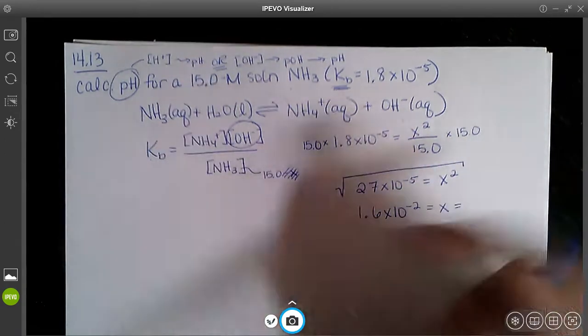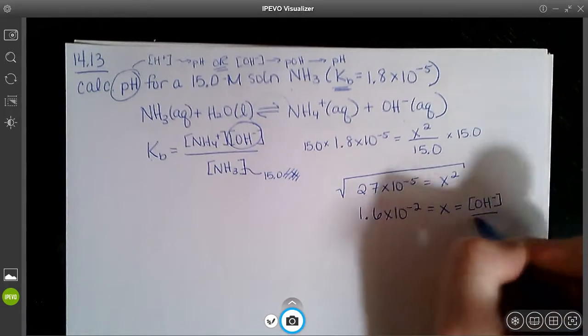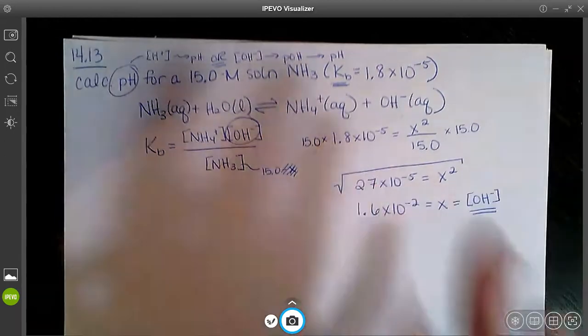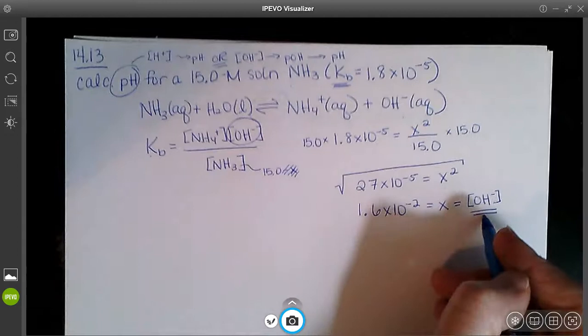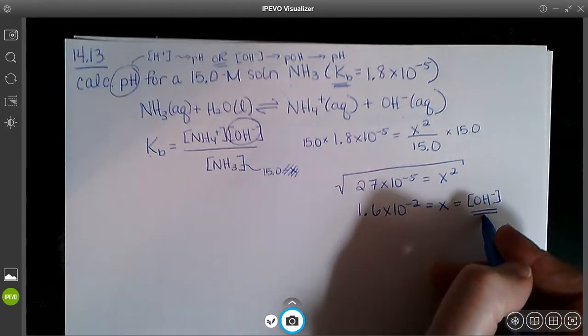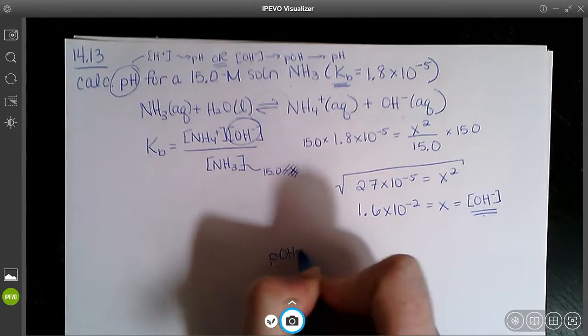One thing I didn't do as much before, I want to remind myself that this is the hydroxide concentration. When we were doing problems before, we were quickly like, oh, plug X into the negative log and that'll give you the pH. But now, because it's a base, we have to do an extra step. So you want to be super careful that you remember that this is the OH concentration, not the H concentration. Because now I'm going to do the pOH.